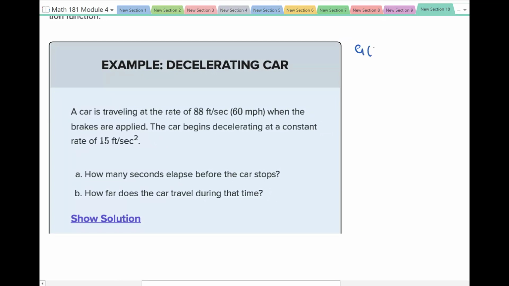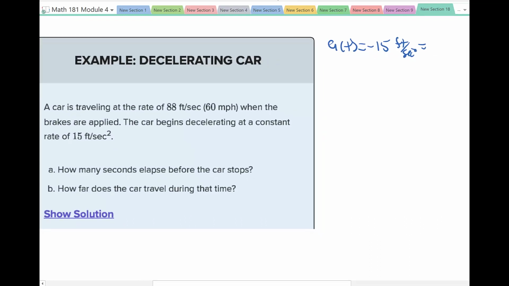Our acceleration is going to be negative 15 feet per second squared, which is equal to the derivative of velocity, v prime of t. So our v of t, the antiderivative, is going to be the integral of negative 15 dt, which is negative 15t plus some constant c.